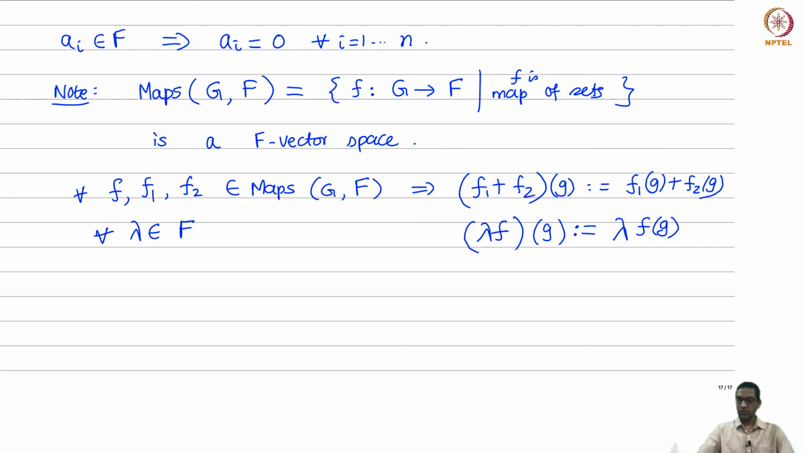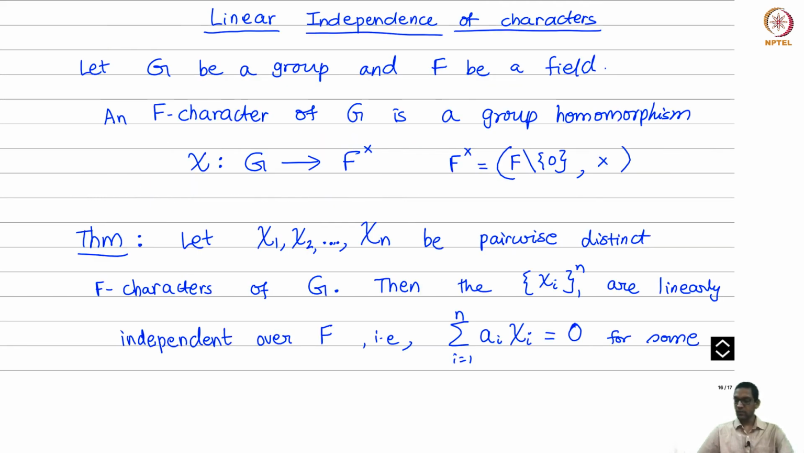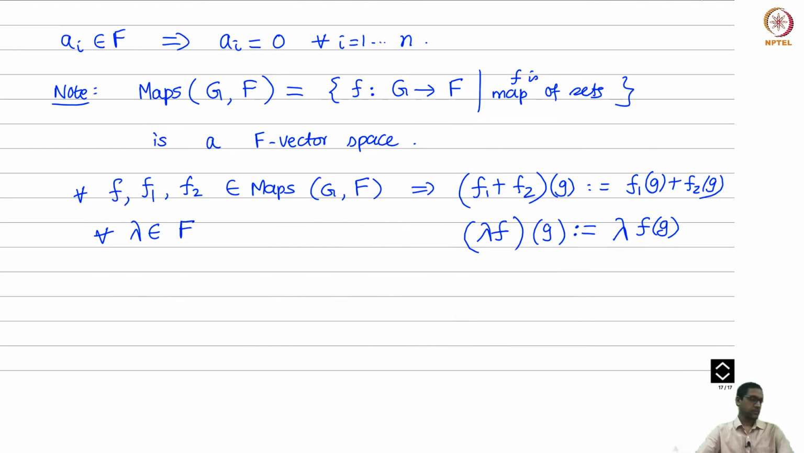And so when we say linear independence here, what we mean is this linear combination is thought of as an element of this vector space of maps. Think of this as now a map from G to F, which is basically a pointwise linear combination. On every element g of the group G, you just have to compute summation ai chi i of g. So in this vector space, this is a set of linearly independent elements. That's the content of the theorem. Okay, so let's prove this now.